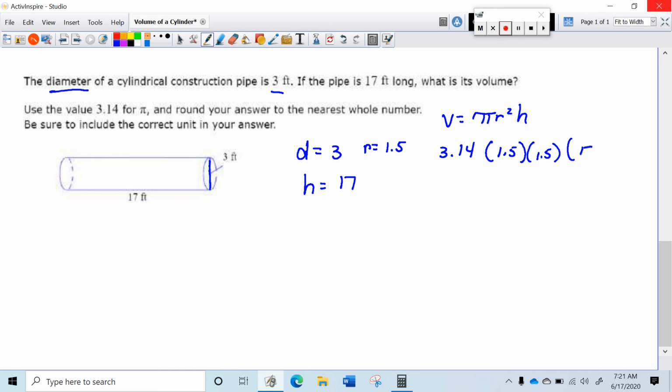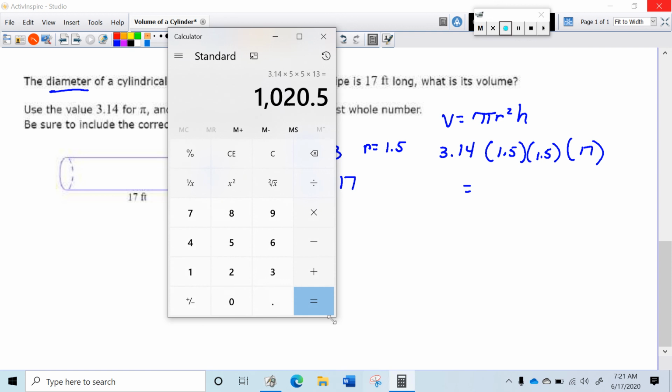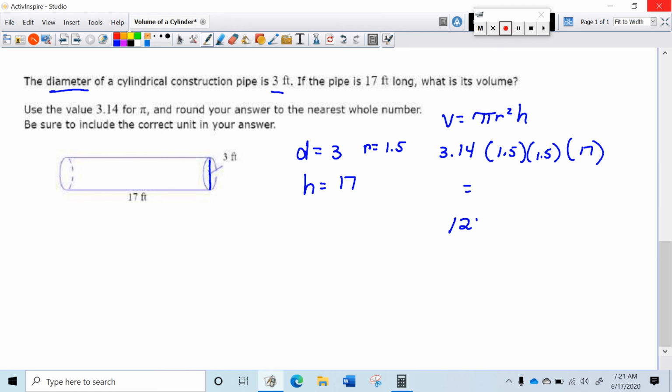And then the height is 17. Okay, so I'm going to multiply that together. 3.14 times 1.5 times 1.5 times 17, 120.1. But they want the nearest whole number. The decimal is 0.1, so that means don't do anything. You don't add anything to the 120 unless it were 5 or larger. So it's 120 feet cubed. Volume is cubed.